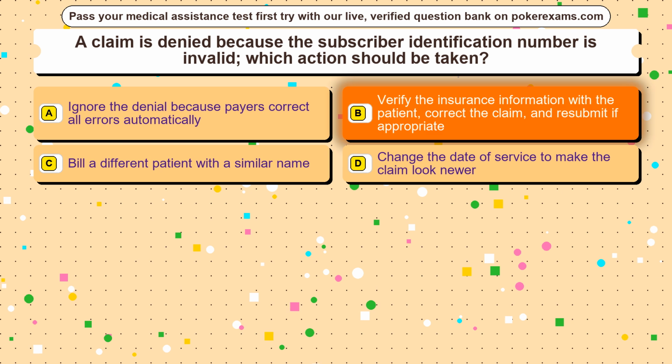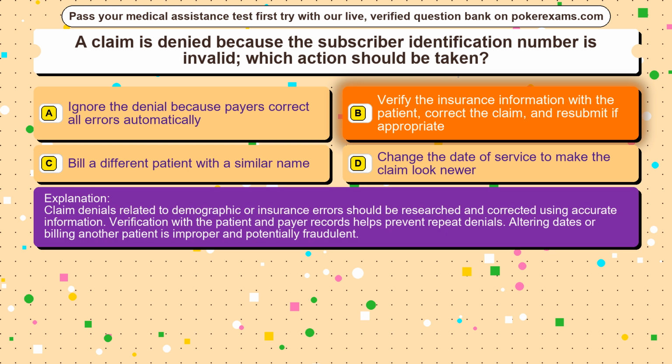The correct answer is option B. Verify the insurance information with the patient, correct the claim, and resubmit if appropriate. Claim denials related to demographic or insurance errors should be researched and corrected using accurate information. Verification with the patient and payer records helps prevent repeat denials. Altering dates or billing another patient is improper and potentially fraudulent.